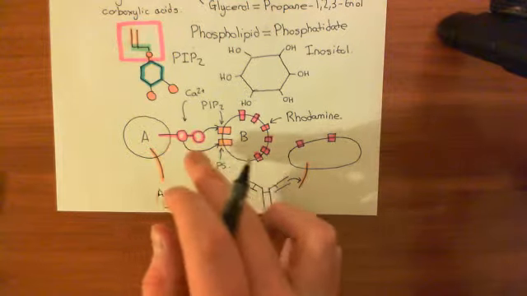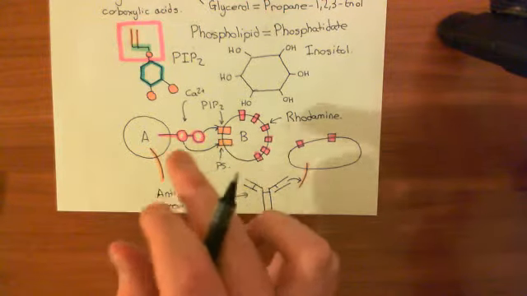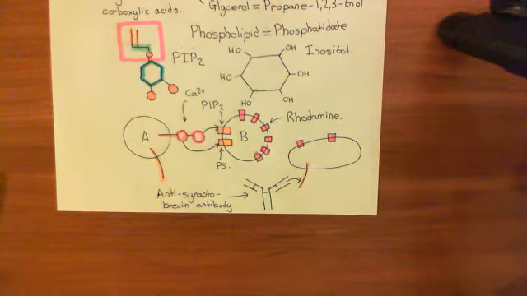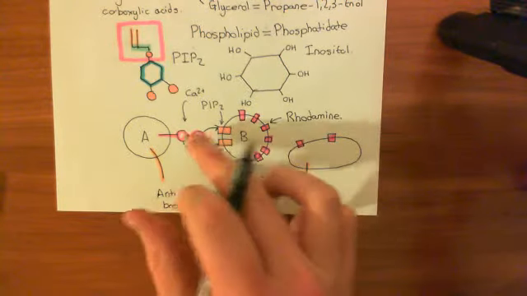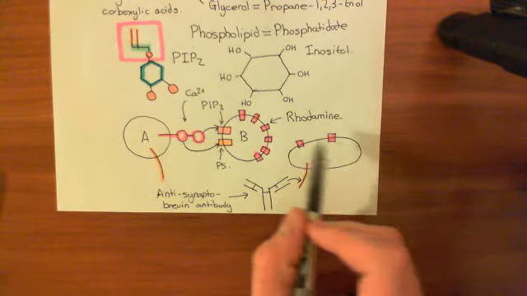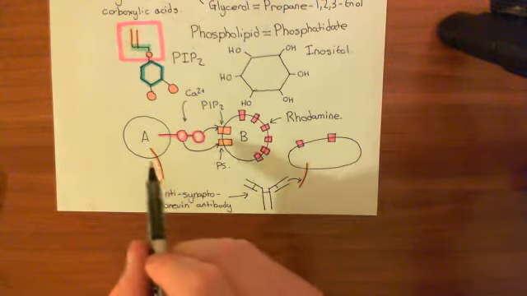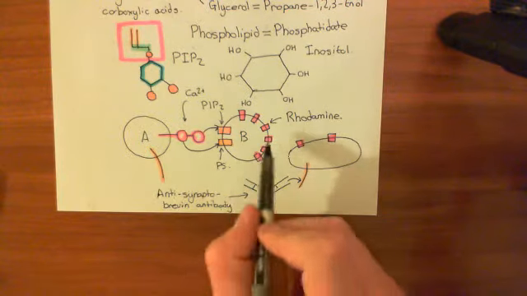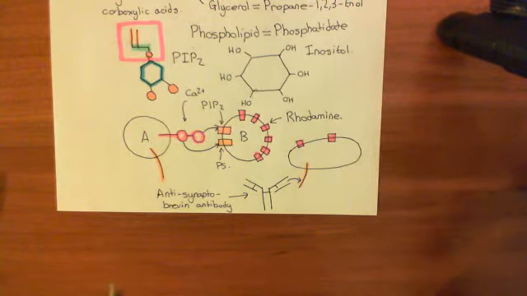Now, calcium, at least in our theory, will bind to the C2A and the C2B domains, and that will cause the C2A and the C2B domains to bind to phosphatidylserine and PIP2, respectively. Okay? If that is enough to cause fusion, then you will get bigger liposomes being produced, which have both synaptobrevin and rhodamine in.